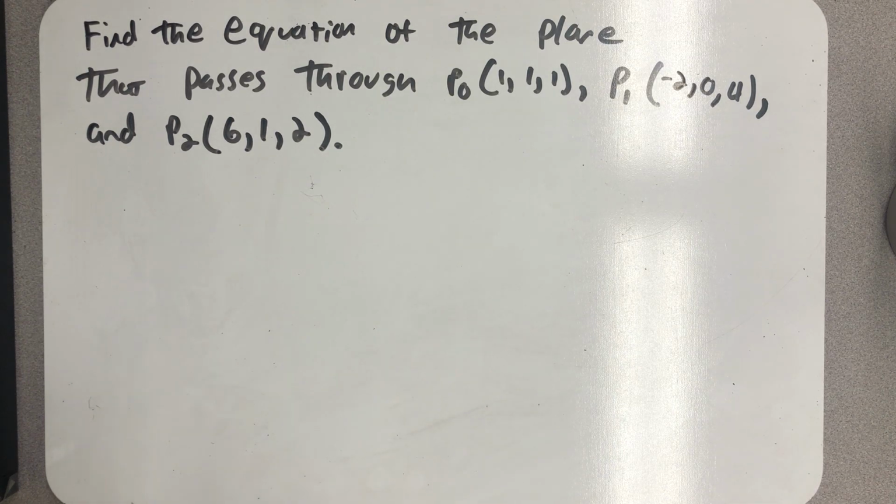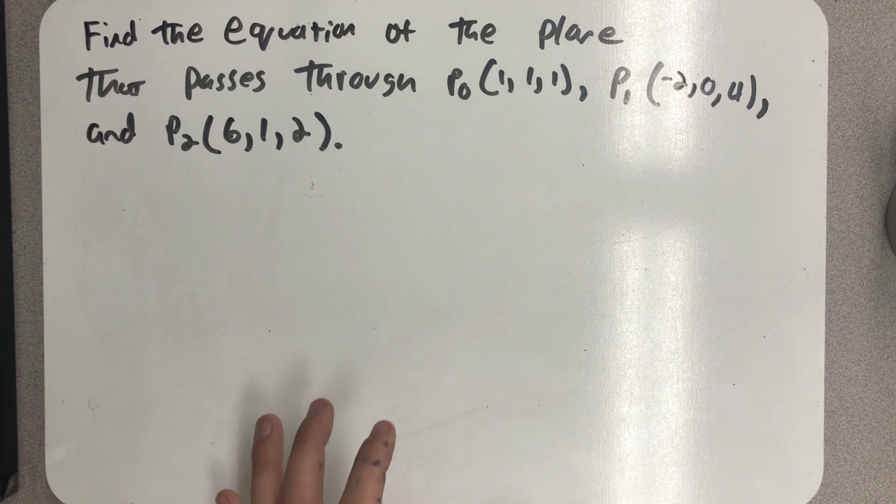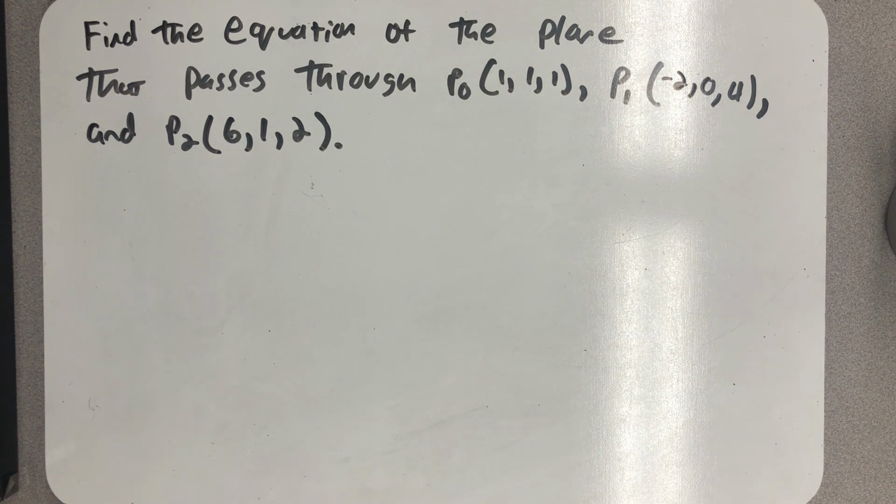We are asked to find the equation of the plane that passes through these 3 points, P0 (1, 1, 1), P1 (-2, 0, 4), and P2, which is the point (6, 1, 2). Before we think about it, let's make sure this is a reasonable question. Let's make sure we believe that given 3 points, we should be able to find a plane.